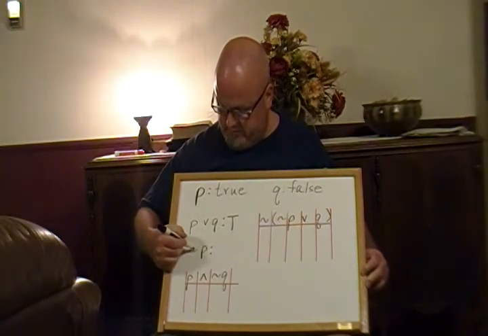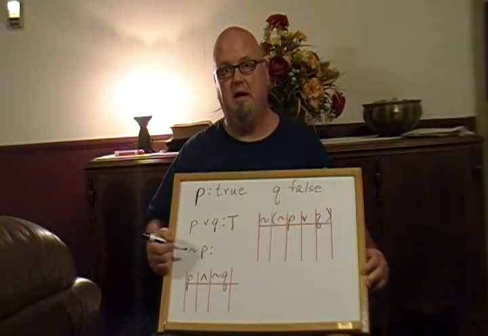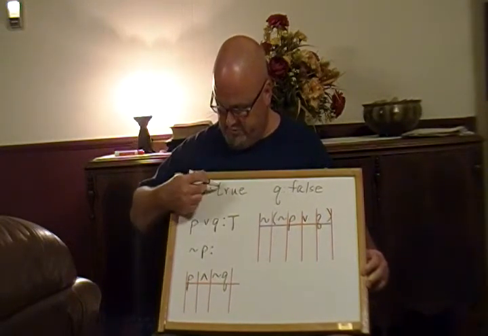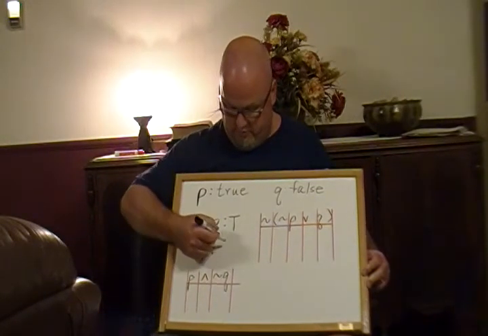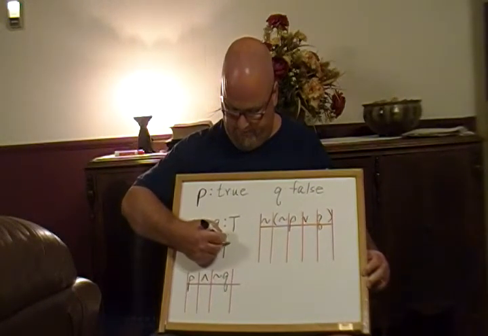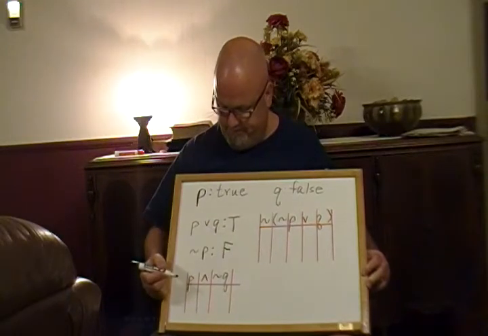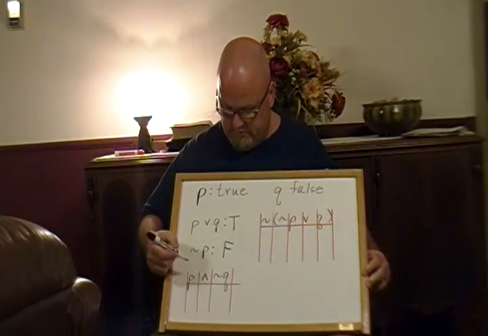Now, this little squiggle here is the negation sign. So if P is true, then not P, we read that not P, is the opposite of true, which is false.